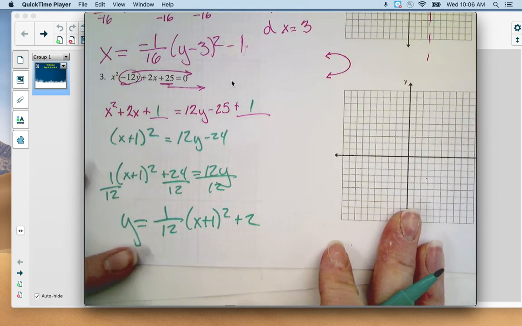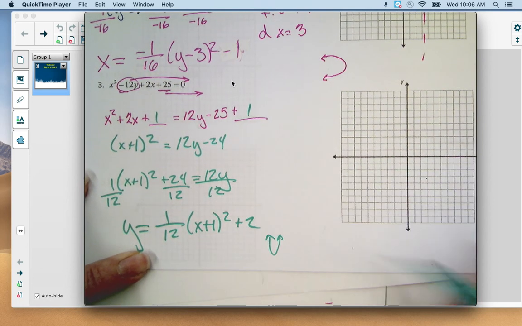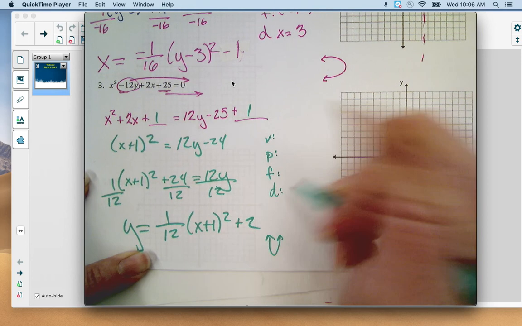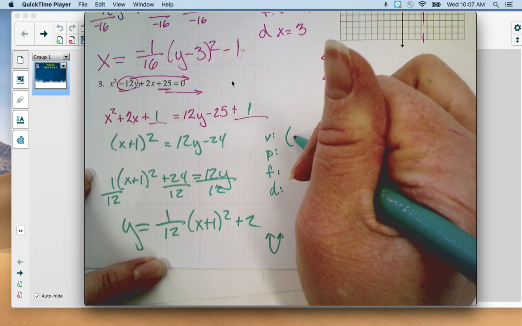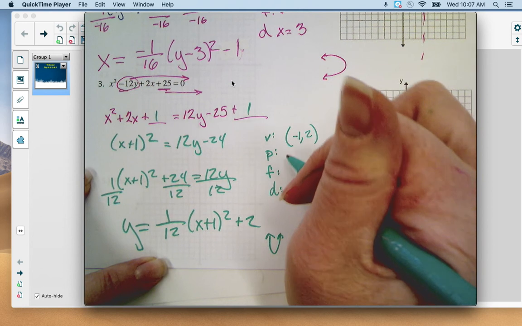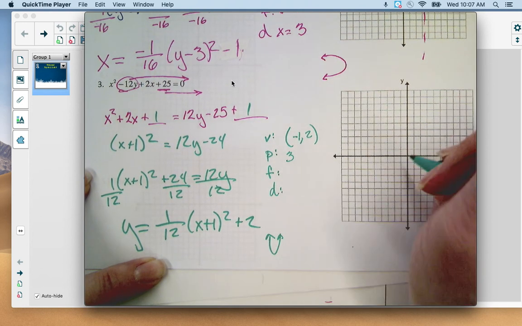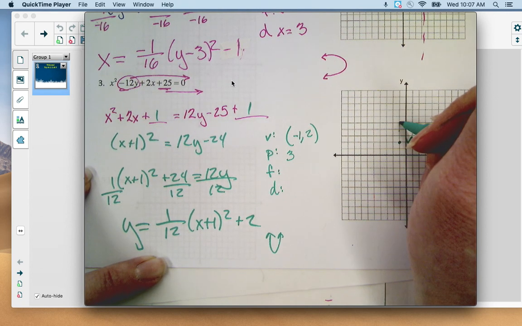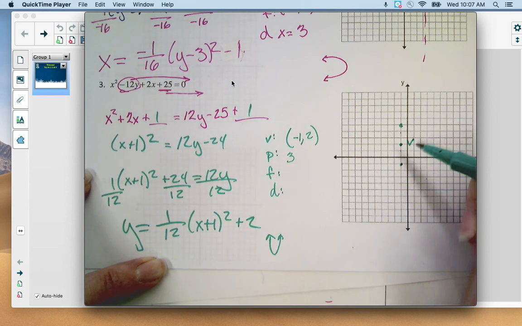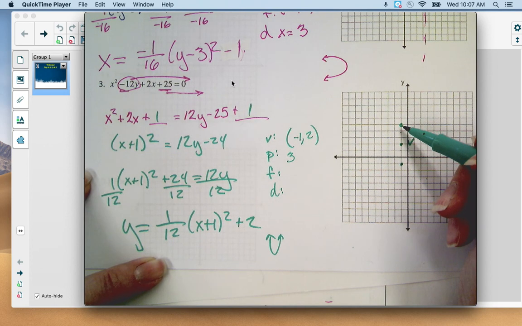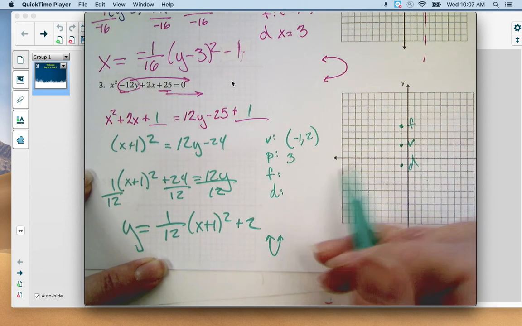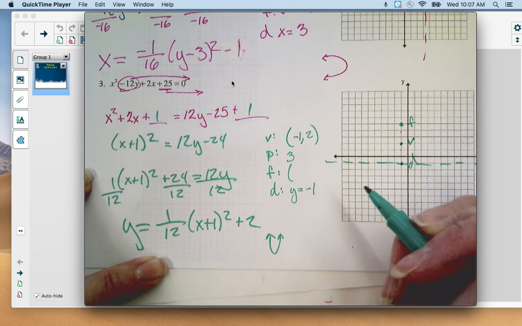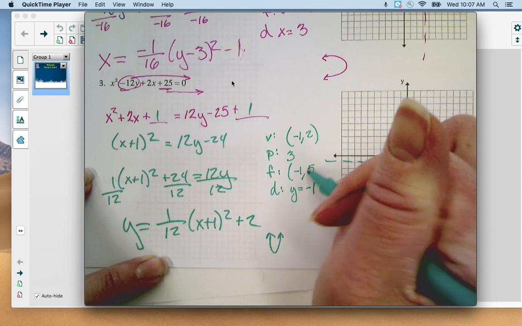Is that facing up, down, left, or right? Up. We agree with up? Alright, so looking at it again, I need my vertex, my focal length, my focal point, and my directrix. So right away, what is your vertex? -1, 2. What's your focal length? 3. What's your focal point? I'm going to go -1, 2. That's my vertex. So if it's up and down, I know I'm going to go up 3: 1, 2, 3. Go down 1, 2, 3. If I'm at my vertex and I go up 3, did I find my focal point or my directrix? Focal point, and then my directrix, so that's really my line. So directrix is y equals -1, and my focal point is -1, 5.